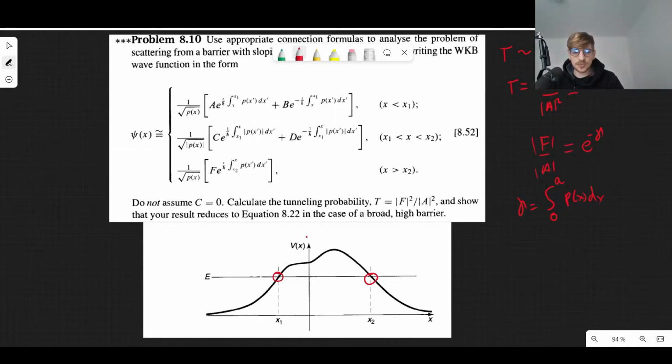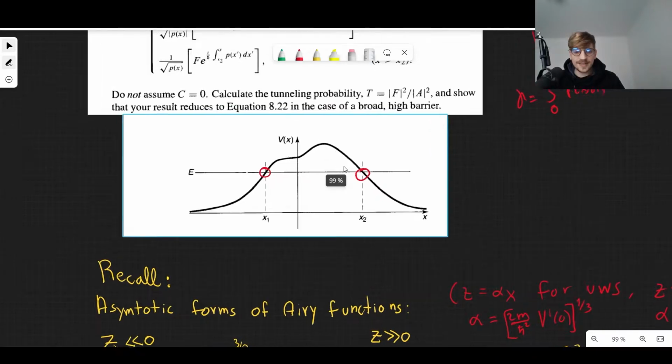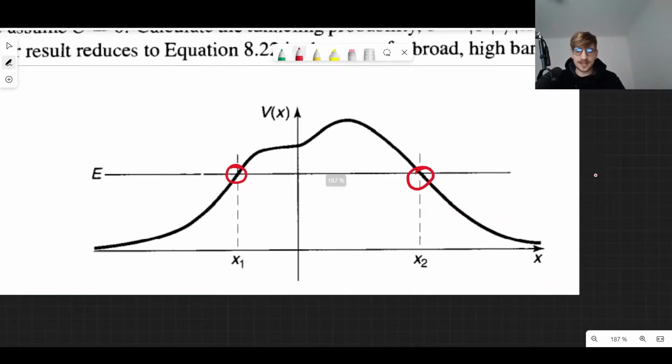Okay, and finally, we want to show that our result reduces to the equation that we found for this case, right, to our result here, in the case of a broad high barrier. Okay, so that's what we want to do. So what is the procedure? Let's go take a look at what we have to do.